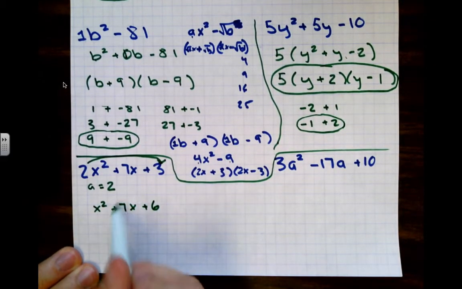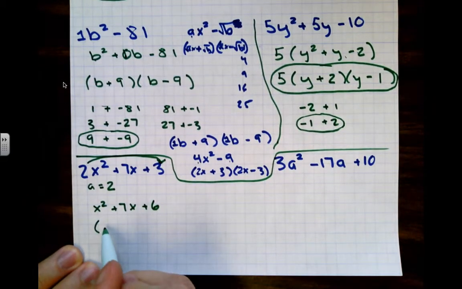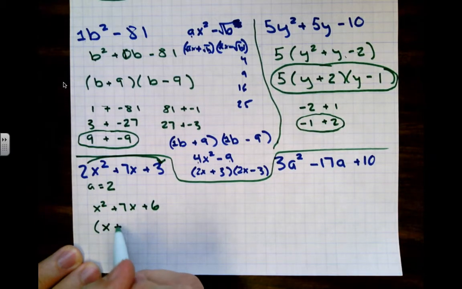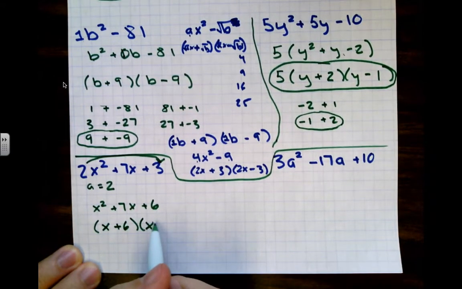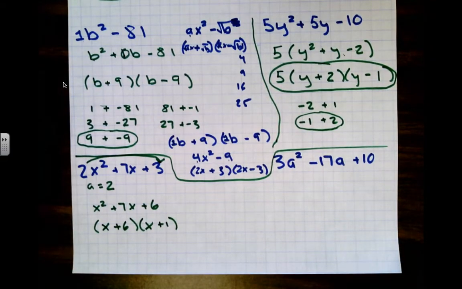Now, I go through and I factor this, just like I would any other way. Two numbers that add to 7 and multiply to 6. So when I go through and I do that, I can list out all the factors, and it's going to end up giving me x plus 6 and x plus 1. Now, what we have to do is we have to consider this a value equal to 2. So that ends up coming back into the picture.